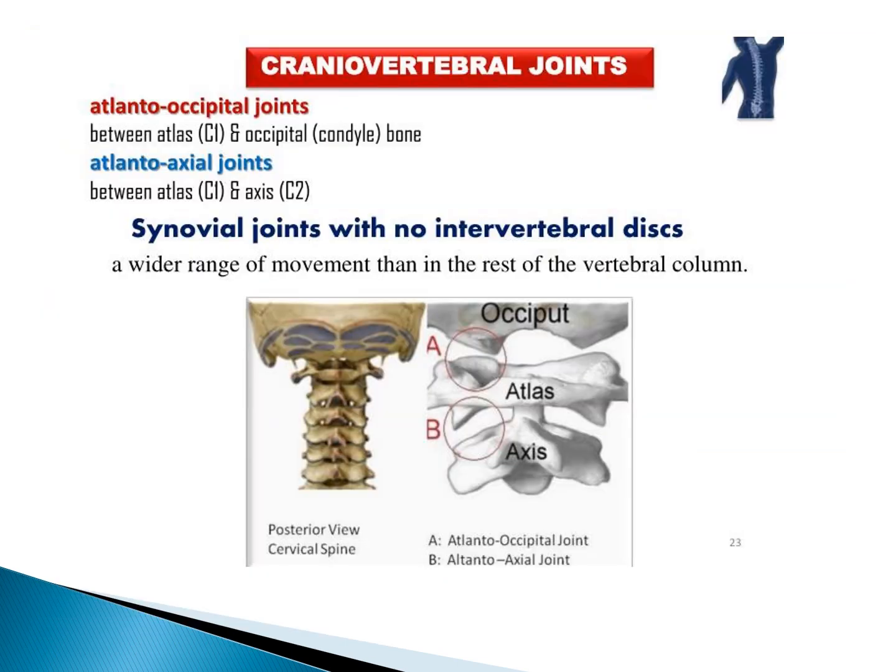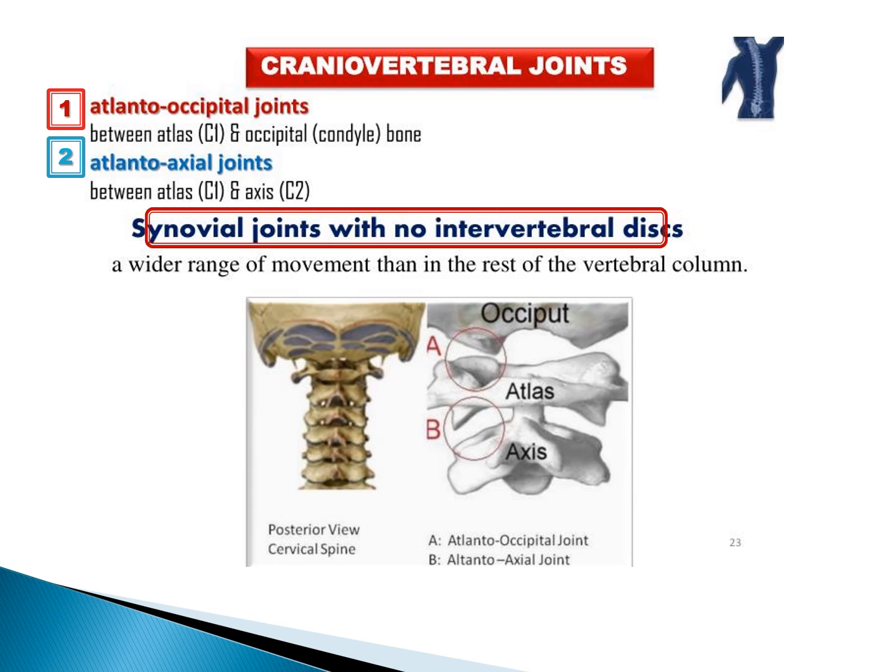Now coming to the joints of the vertebral column. Craniovertebral joints: the atlanto-occipital joint between the atlas and the occipital condyle, and the atlanto-axial joints between the atlas and the axis. They are synovial joints with no intervertebral disc, and there is a wider range of movement than the rest of the vertebral column.